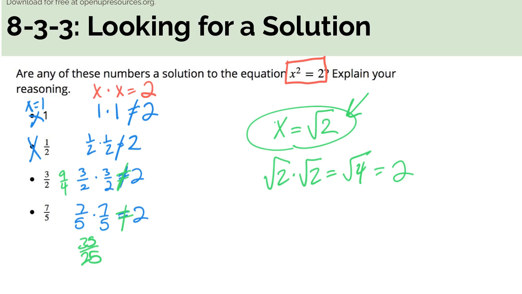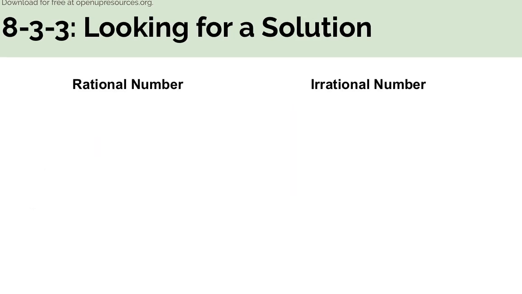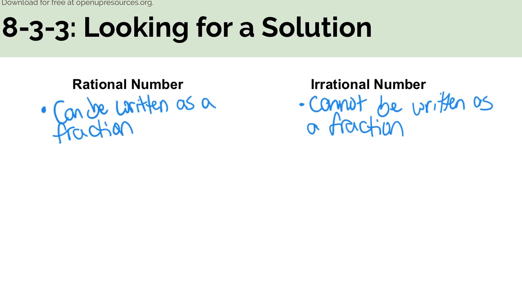We're going to skip the rest of this activity, but you are going to take some notes. So get ready for that, and here we go. The difference between a rational number and an irrational number is really pretty simple. A rational number can be written as a fraction, so one number over another number, while an irrational number cannot be written as a fraction.